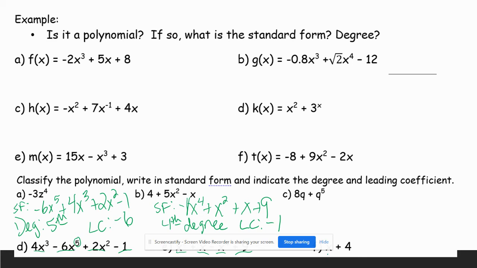Our last example here, we have x plus 4. That's 2 terms, and so this would be called a binomial. Our highest exponent is 1, so this is already in standard form. The degree then would be a 1st degree, and our leading coefficient would be 1.